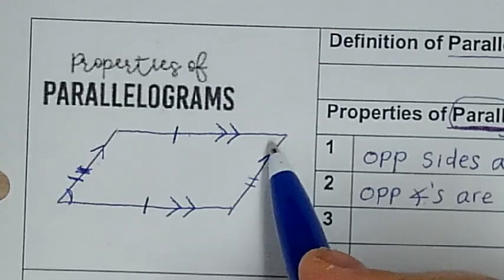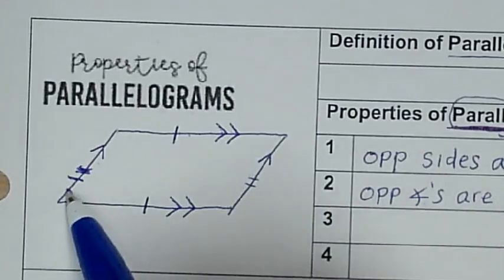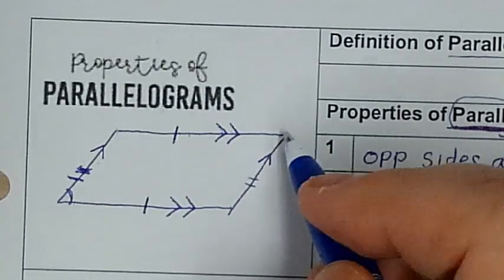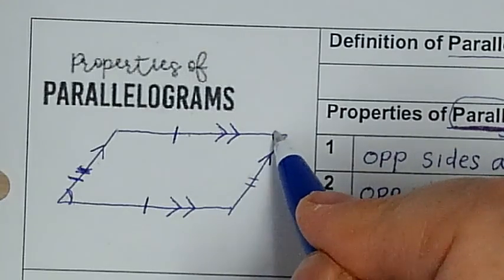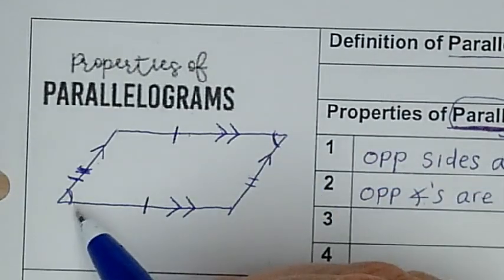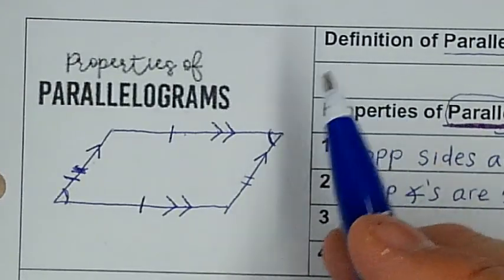And if I want to show that they're congruent and I put one arc here, how many arcs do I have to put here? One. I put one arc here and one arc here because opposite angles in a parallelogram are congruent.